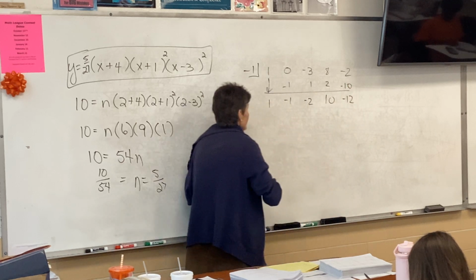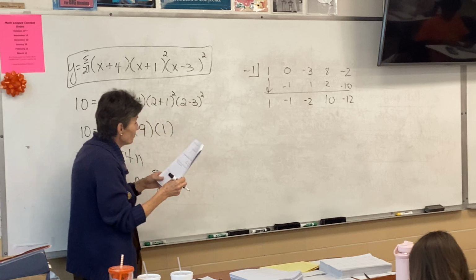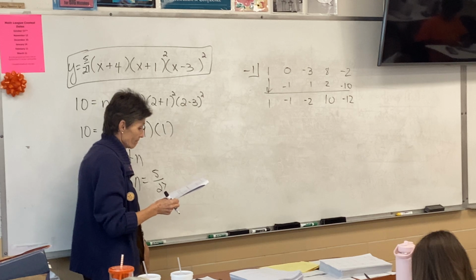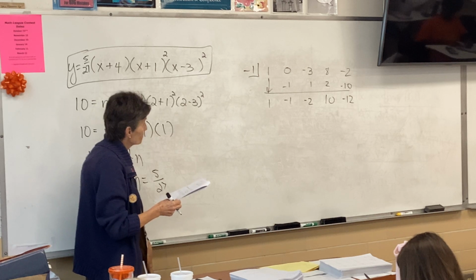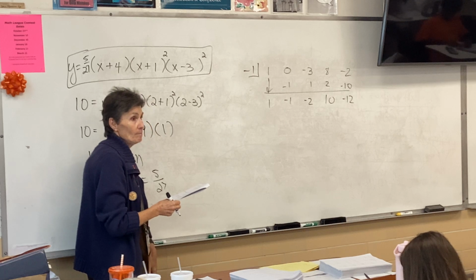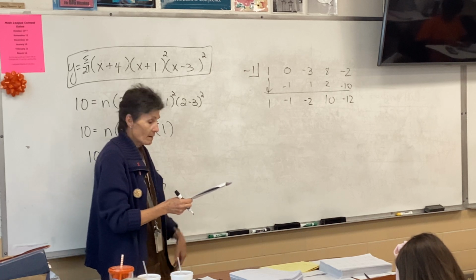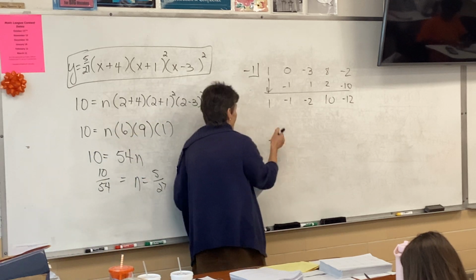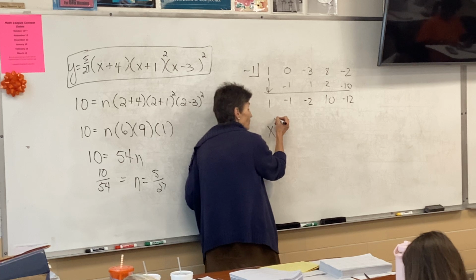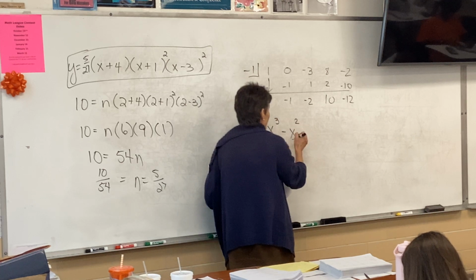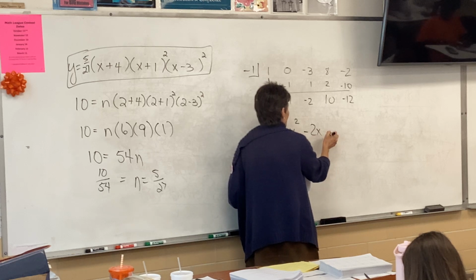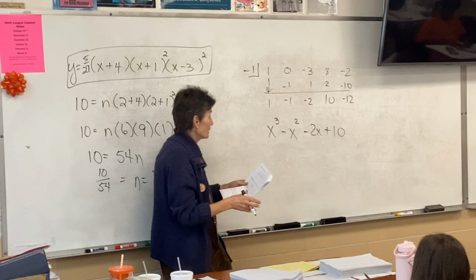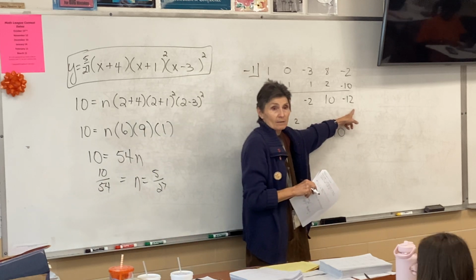All right, I'm gonna let you catch up with me. Is that okay? So I'm gonna write my answer. There's two lines there. One says quotient. What's the quotient? X to the third minus x squared minus 2x plus 10. That's the quotient. Because that guy is the remainder.